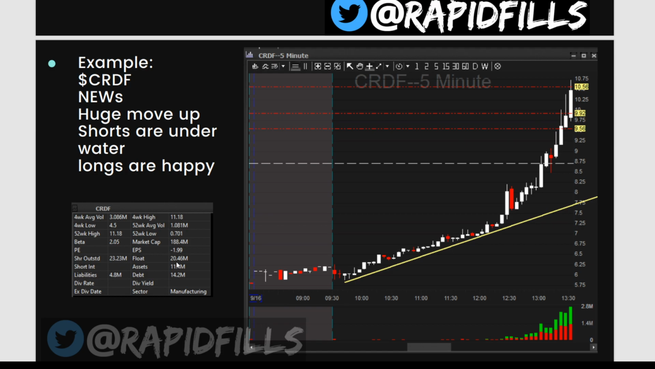These are the fundamentals of CRDF. I looked at it. The float was around 20 million. They have 23 million shares outstanding and 20 million available to trade as a float. You can see how the stock didn't have much volume, and then started picking up. All these shorts started closing their position, and then longs started getting in because they want to ride the wave.